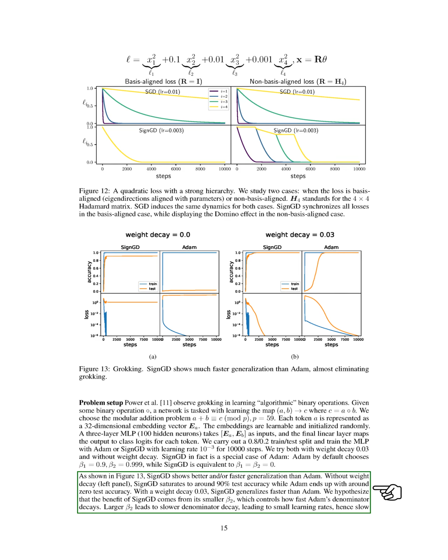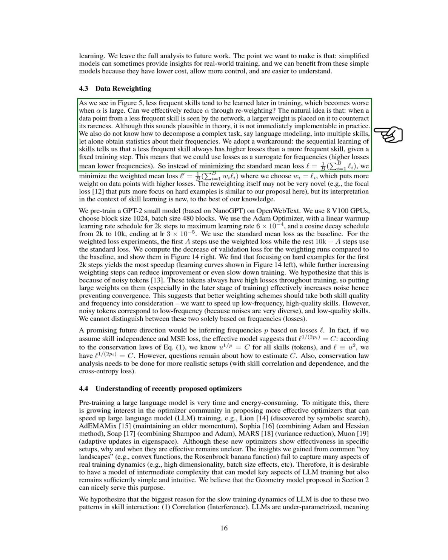Without weight decay, SignGD reaches about 90% test accuracy, while Adam struggles to achieve any accuracy. With weight decay, SignGD still generalizes more quickly. We believe that SignGD's advantage comes from its smaller parameter controlling the decay rate, which allows for faster learning. We also explore data reweighting, noting that less frequent skills are learned later in training, especially when the parameter controlling this effect is large. We propose that when the network encounters a less frequent skill, we should assign it a larger weight to balance its rarity.